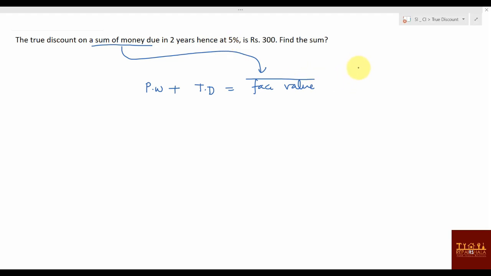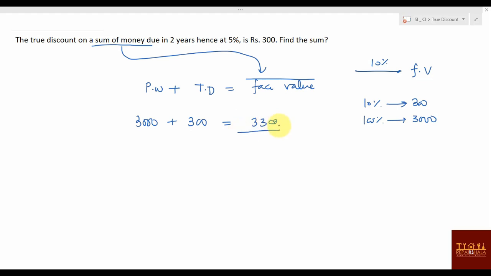For 1 year it is 5%, for 2 years it will be 10%. And face value they are asking. And this 10% value is given as 300. So what is your present worth? Because this true discount is always calculated on present worth, you can say 100% value will be 3000, meaning your present worth will be 3000. And what is your true discount? It is 300. So what is the face value? You can say 3300. So what is that sum? It will be 3300 rupees.